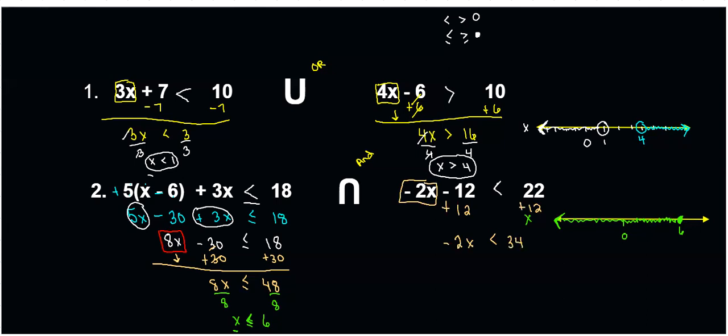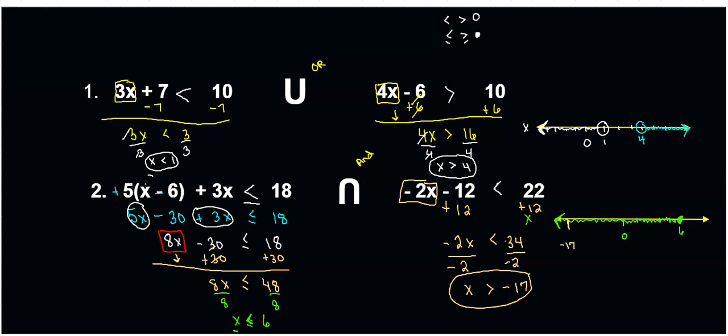Now, I'm going to divide by negative 2, divide by negative 2, and I get x. I divided both sides by a negative, so you got to switch your inequality. A positive divided by negative is a negative. 34 divided by 2 is 17. So we'll say negative 17 is about right here.